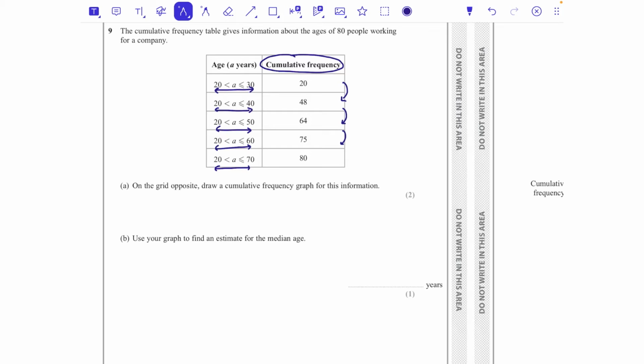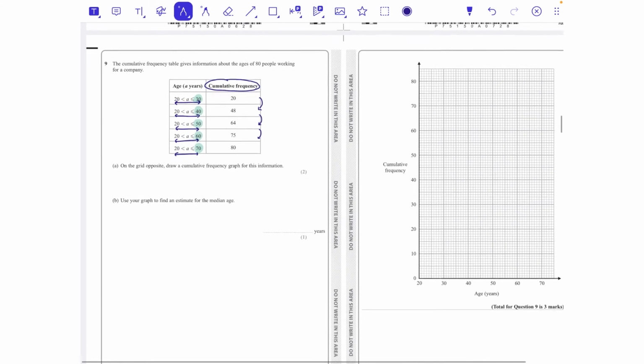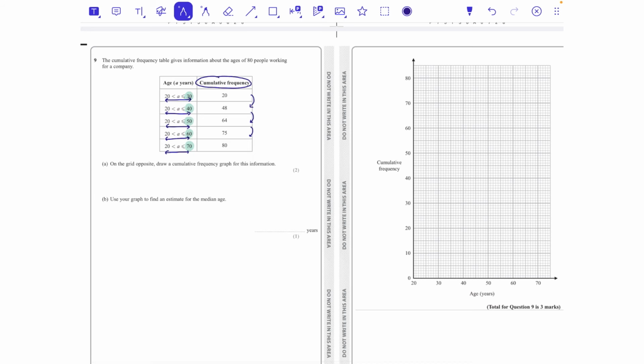On the grid opposite, draw a cumulative frequency graph for this information. So remember, when we do cumulative frequency, we are plotting at the top of the category. So we're going to go across to 30 and up to 20. So looking at that grid, across to 30, up to 20. So your first point is there. Across to 40 and up to 48. So that's going to go there.